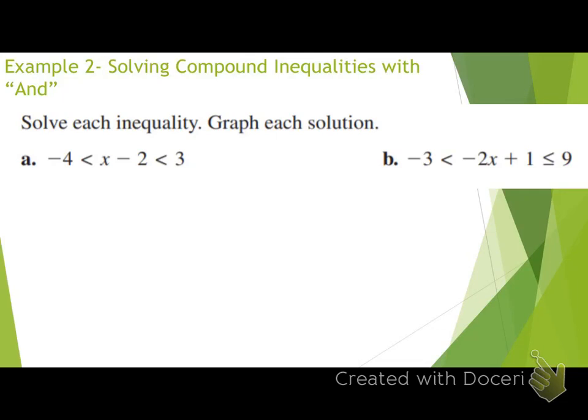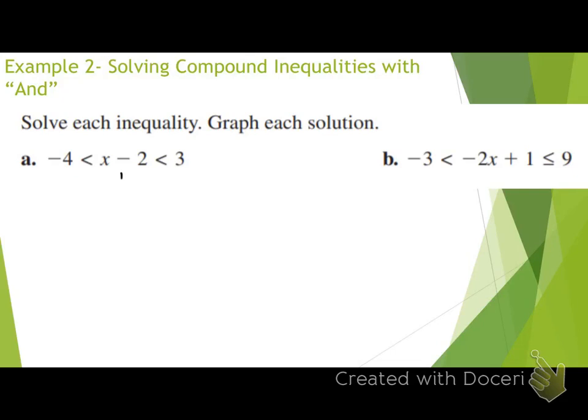Negative 4 is less than x minus 2 is less than 3. Usually, I'm using my inverse operations. Whatever I do to one side, I do to the other, correct? My goal here, since the variable is in the middle, is to get the variable by itself in the middle. Does that make sense? So I'm using inverse operations to move stuff out of the middle away from x. I technically have three sides of my inequality now. The left, the middle, and the right. So whatever I do to the middle, I'm going to have to do to the left and the right. Does that make sense?